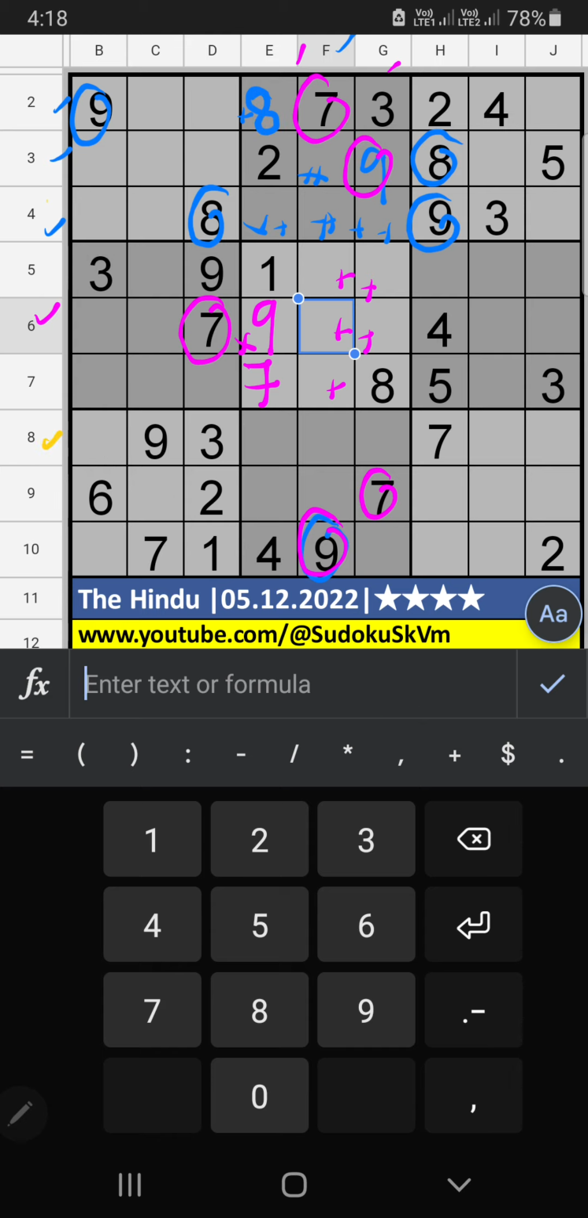8th row and 4th row, we have 3. So 3 can't come in these cells. Then 3 is confirmed here. Then column E, 2 numbers are remaining, 5 and 6. It will come in another 2 cells. We will confirm later.